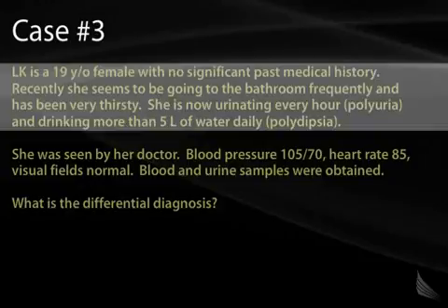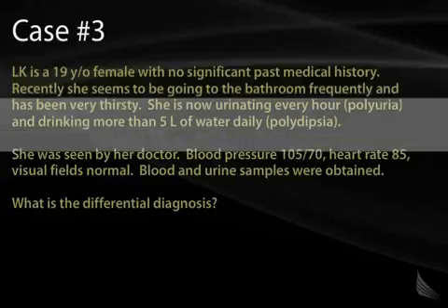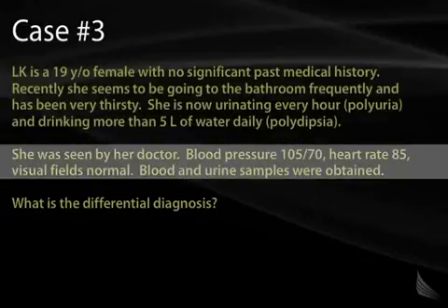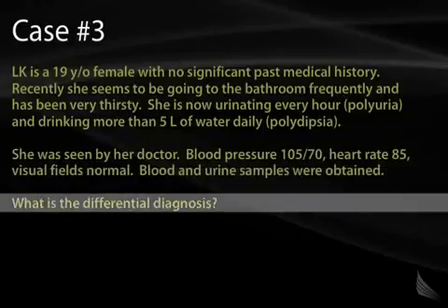Let's walk through another case. LK is a 19-year-old female with no significant past medical history. Recently, she seems to be going to the bathroom frequently and has been very thirsty. She is now urinating every hour, or having polyuria, and drinking more than 5 liters of water daily, or polydipsia. She was seen by her doctor. Blood pressure was normal, heart rate was normal, and blood and urine samples were obtained.